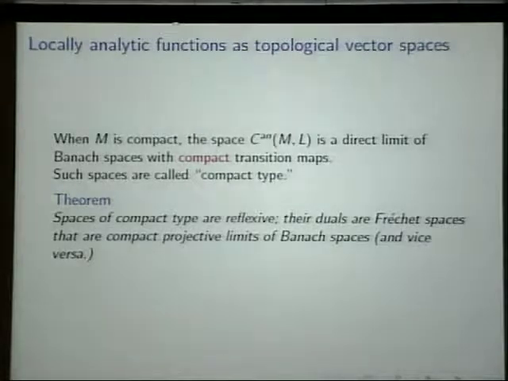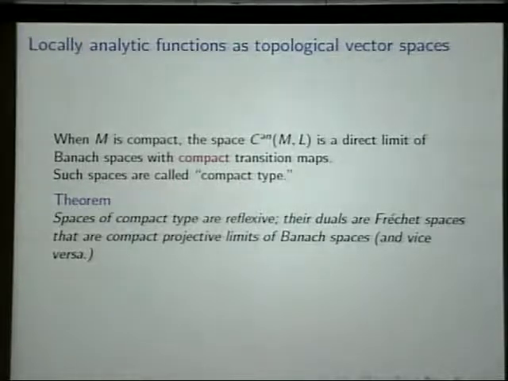And this is maybe a topological hint that there might be some relationship between the two pictures, because it's a general theorem in p-adic functional analysis that if you take a direct limit of Banach spaces where the transition maps are compact, so that's called a space of compact type, and you take its dual with the strong topology, then you get a Fréchet space, which is a projective limit of Banach spaces with compact transition maps. And in fact, you can characterize which spaces you get. There's a categorical duality between, not all Fréchet spaces, but the ones which are compact projective limits of Banach spaces, and these topological vector spaces, which are direct limits with compact transition maps of Banach spaces. So these spaces are dual to one another.